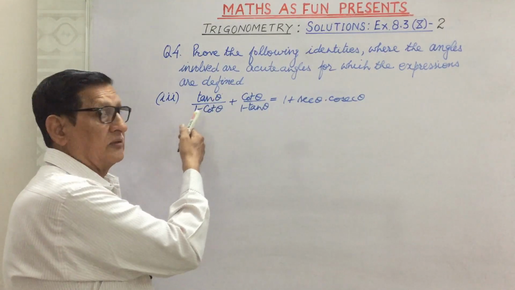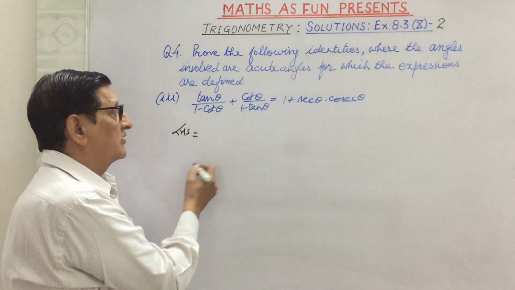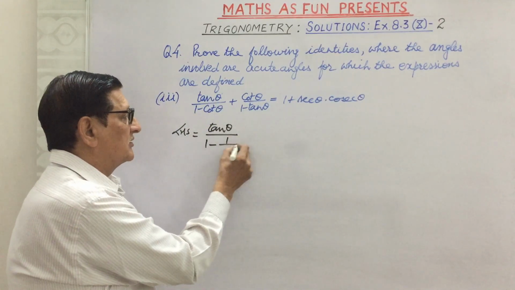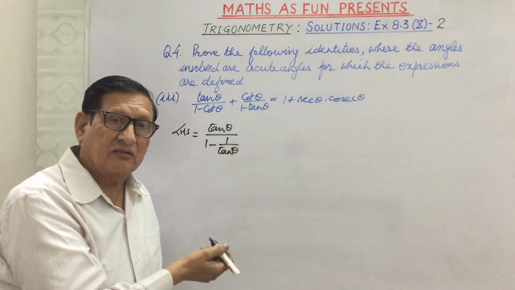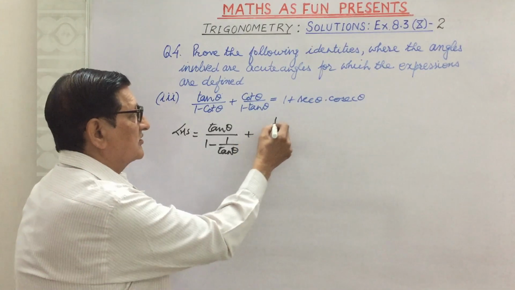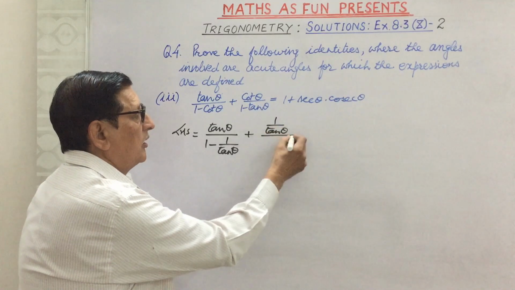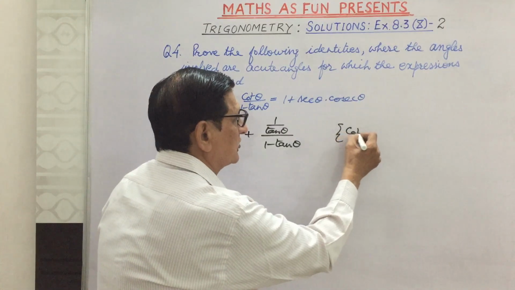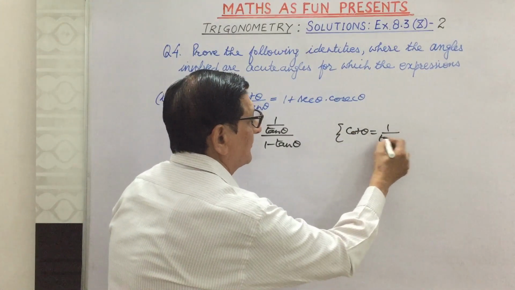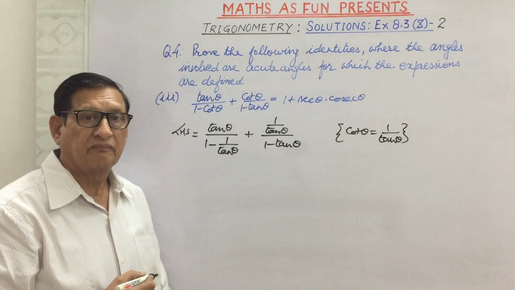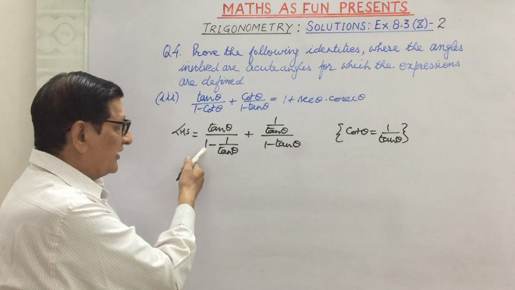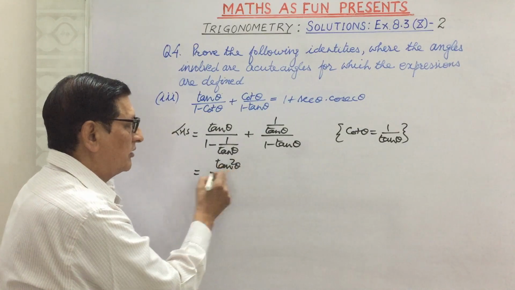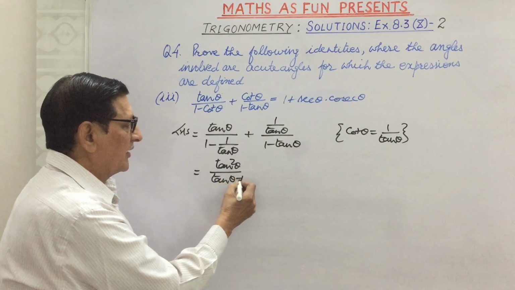Suppose we convert them in terms of tan theta, then the left hand side will become tan theta upon, we know cot theta is 1 upon tan theta. Here we can write this as 1 upon tan theta whole upon 1 minus tan theta. And we can write the reason, since we know that cot theta is equal to 1 upon tan theta. Simplifying this, if we take the LCM here tan theta and carry this here, this will be tan square theta upon tan theta minus 1.